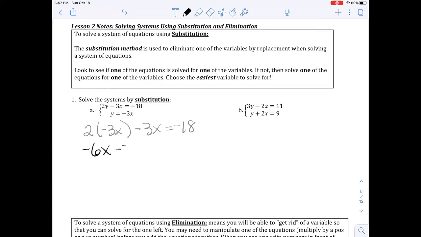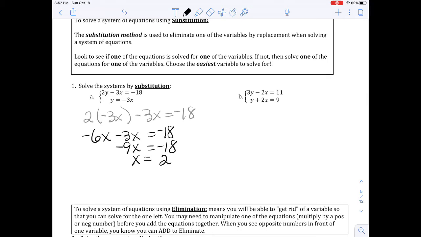Negative 6x minus 3x equals negative 18. Negative 9x equals negative 18. X equals a positive 2. To complete the solving, we will take that value 2 and we will substitute it back into one of the equations and solve for y. So if I go to the second equation, y is equal to negative 3 times 2, which is a negative 6.